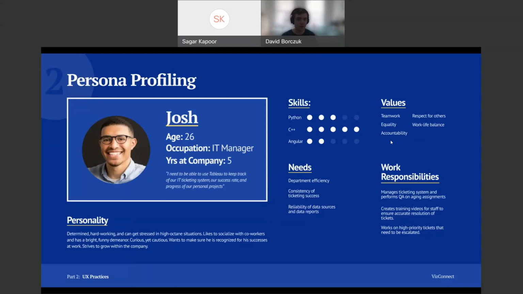So when you build a persona profile, you have a section where you have a fake person's picture. I feel like that's really important to get a name to a picture, even though this is a fake UI. There's a site called UI Faces that you can get these pictures for free. It's royalty free, so you can generate this. Get some skills, values, needs, work responsibilities, and personalities of this person on a paper, and do this for a few people, and you'll generate a series of personas that will be using your application.